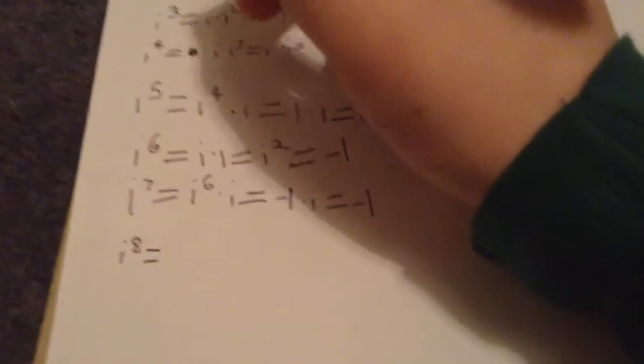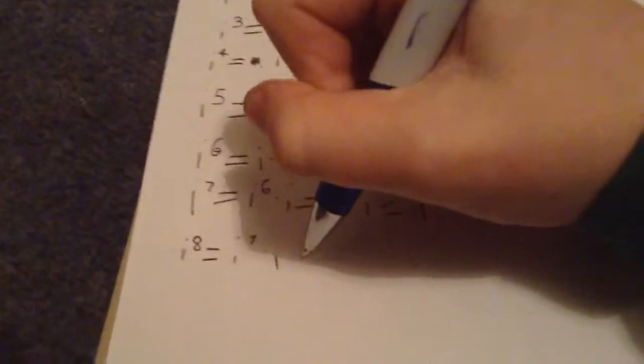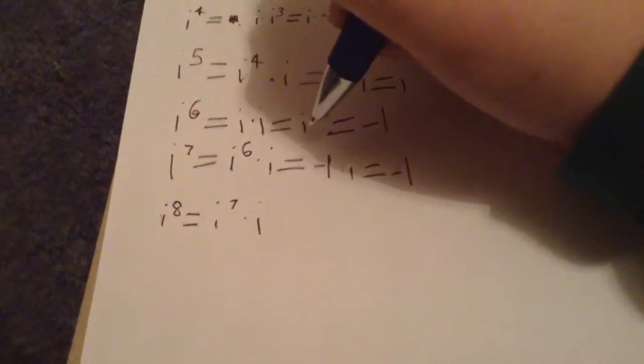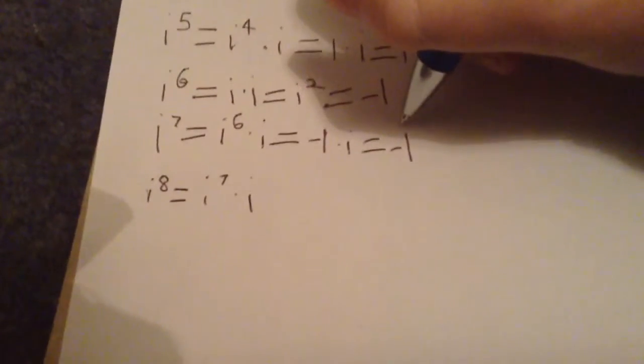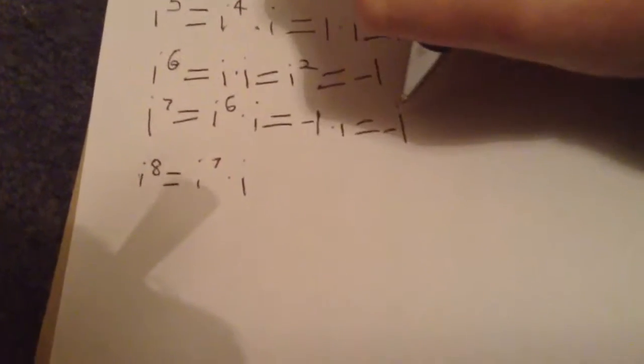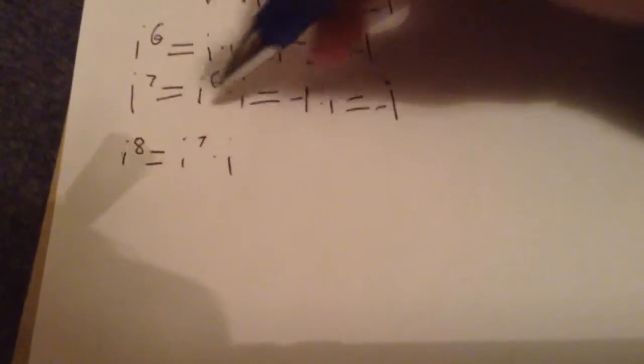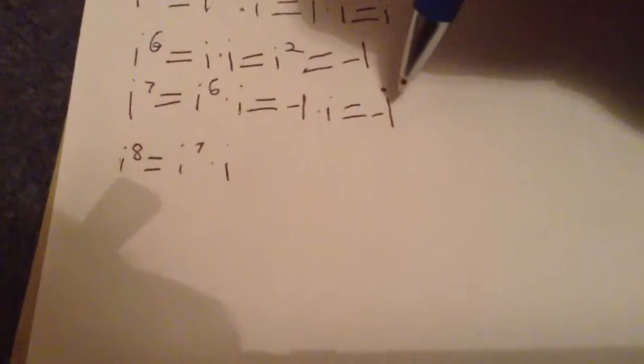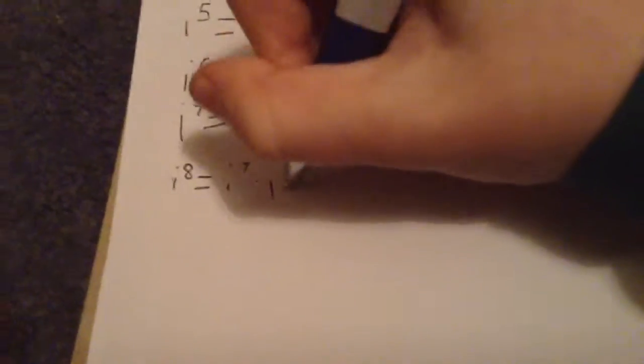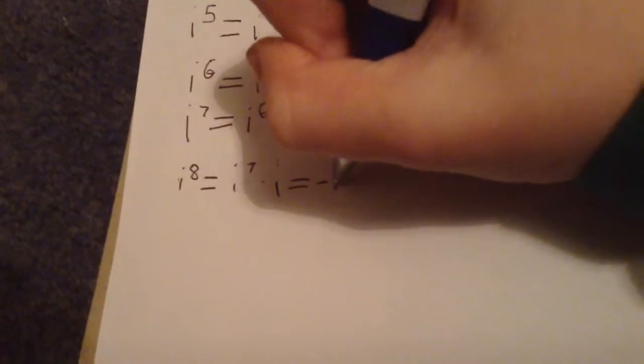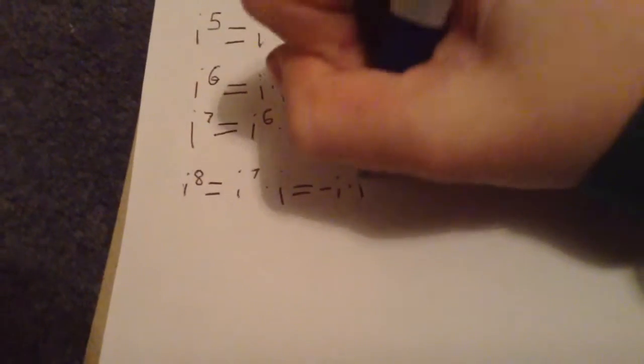I to the 8th is going to be I to the 7th times I. And I to the 7th is just... hang on, no, this should be... I forgot to put the dot on it, so it looks like a 1. I'm just going to put the dot there. So I to the 7th is negative I. So it's going to be negative I times I.